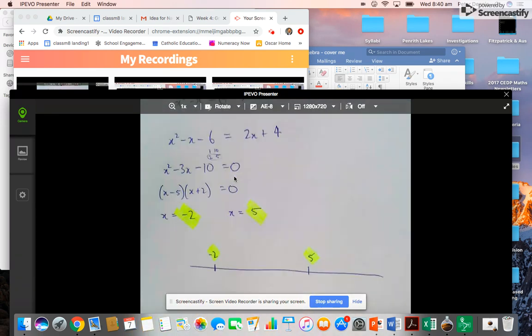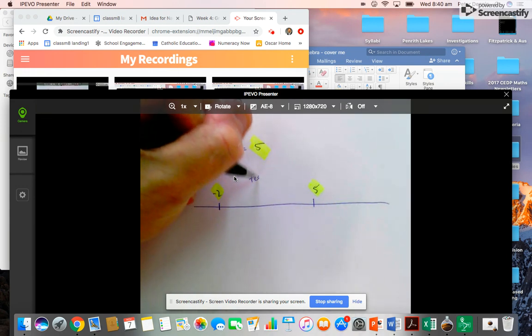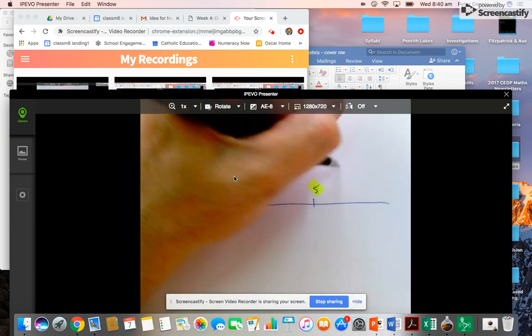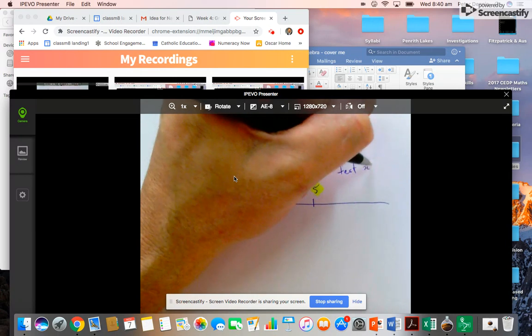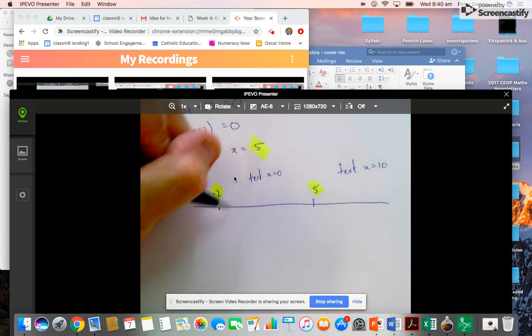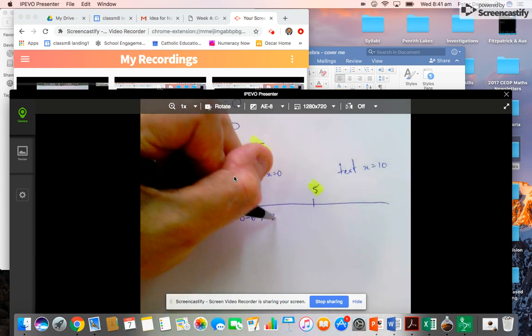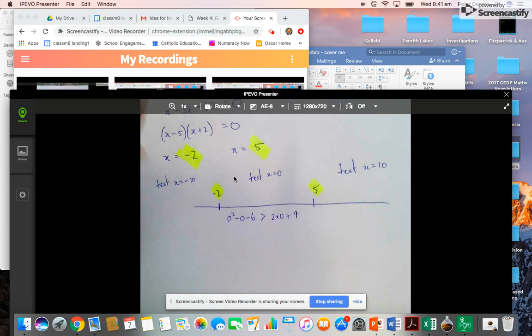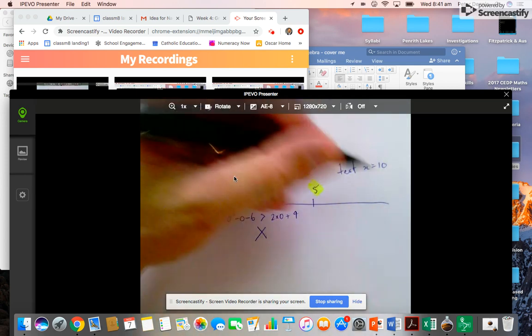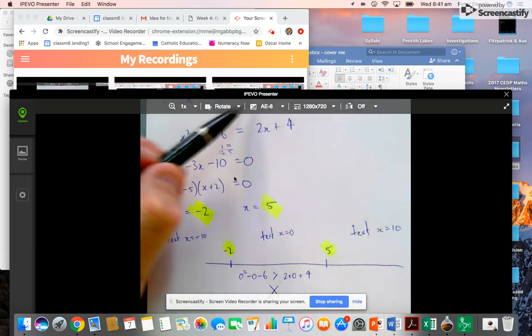And for this, I'm just going to test points inside each region. So here I might test x equals 0. Here I might test x equals 10. And here I'm going to test x equals minus 10. So in the middle here, you get 0 squared minus 0 minus 6 greater than 2 times 0 plus 4? That's no. All I'm doing is substituting it straight into these values right up the top to see whether this is true or not.